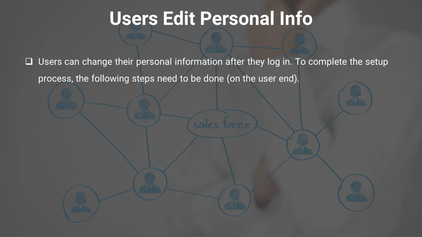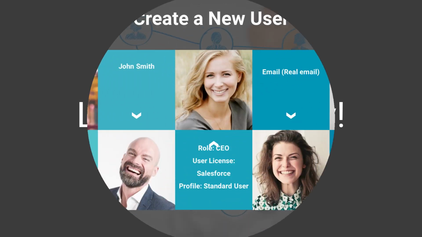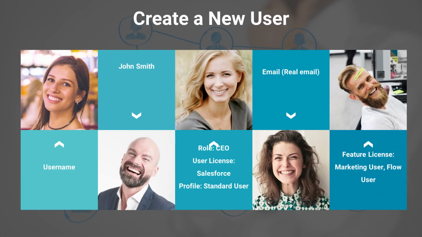To complete the setup process, the following steps need to be done on the user's end. An account verification link is sent via email, is clicked, a password is created, and last, a security question is created. So now we'll get into the learning activity portion of this course. There will be 2 learning activities for you to complete. In this first learning activity, we'll practice creating a new user record.